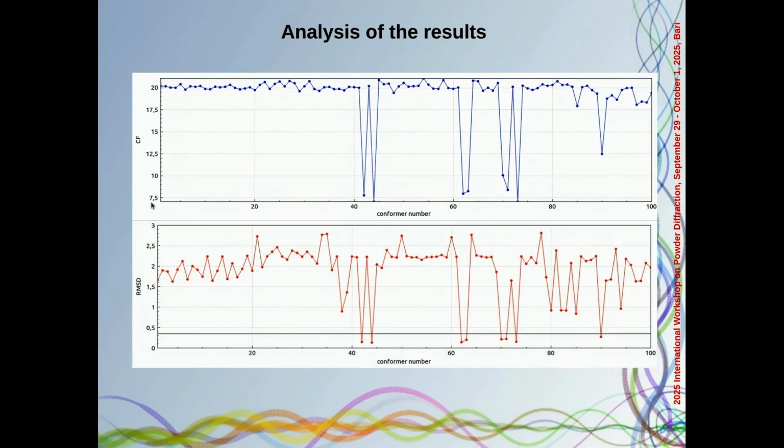Here you can see the cost function, and each point corresponds to each conformation. For some conformations you have a minimum in the cost function, and this minimum corresponds to a correct structure. If you plot the root mean square displacement from the published structure, you can see that these points are correct structures because they are below a value of 0.5, which is typically considered the threshold. Below this value, the structure can be considered correct.